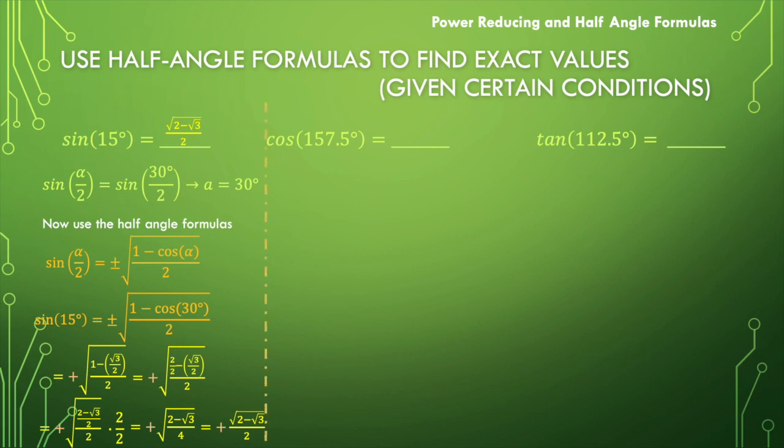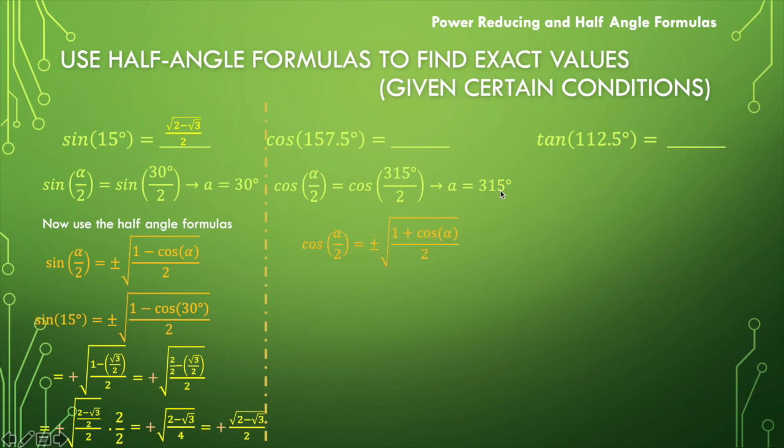So we start by thinking about what would this value have to be divided by 2 to get this 157.5. And of course, we find that by just multiplying that 157.5 by 2, and we end up with 315 degrees. So A here is 315 degrees.